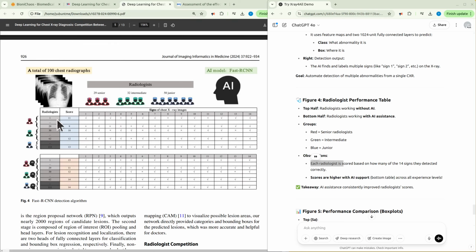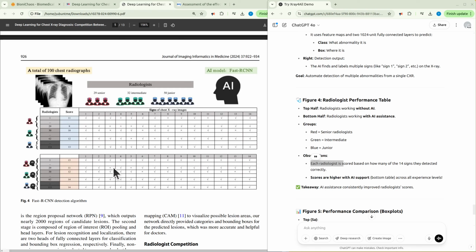Absolutely. Let's break down the table and address those observations. Big table in Figure 4, radiologist scores. Left side lists radiologists by experience level, senior, intermediate, junior, and shows their scores. Example: 11, 9, 10. A grid indicates which of the 14 signs, columns labeled 1 to 14, each radiologist correctly identified, check marks for correct, crosses for incorrect.